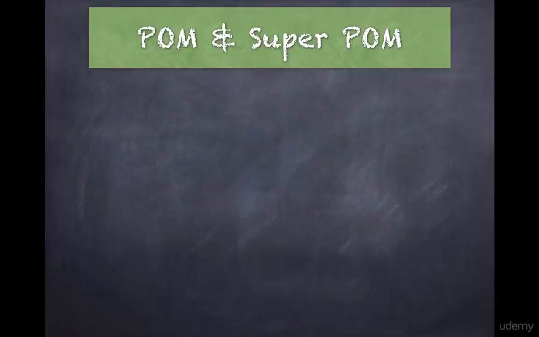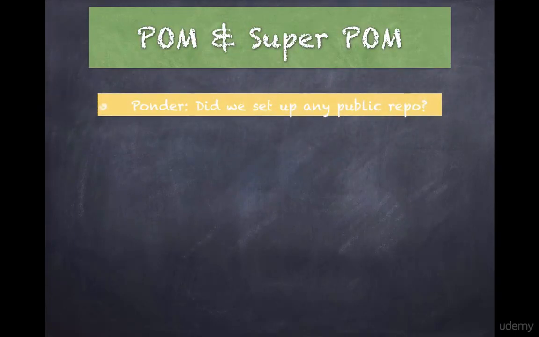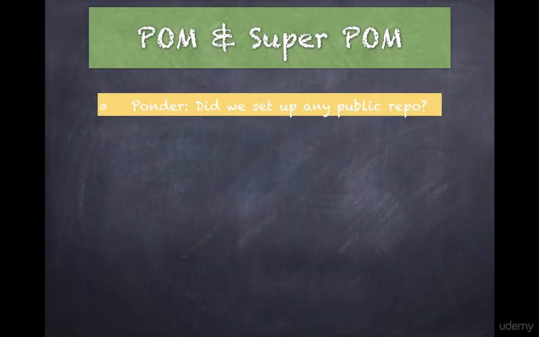Here's an interesting question for you. When we ran our demo, did we ever set up any public or private repository? The answer would be no. So how and from where did Maven download the artifacts like junit.jar? Because we did not specify that our repository URL should be maven.org or spring.org.